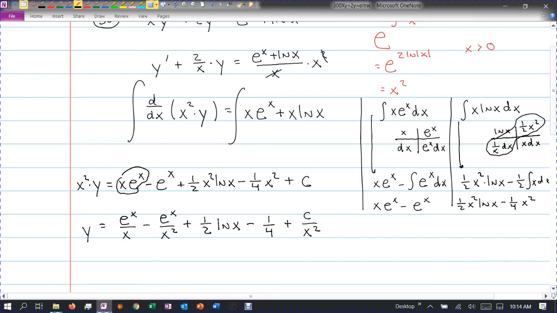That looks like it. Let me double check it. This was number 30. They didn't divide through by x squared. Okay, that's okay. All right, looks good. And remember, we're on a restricted domain there.